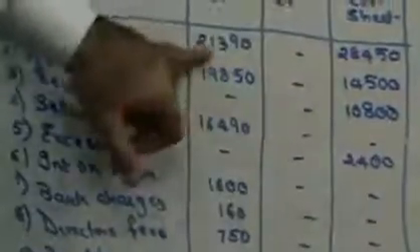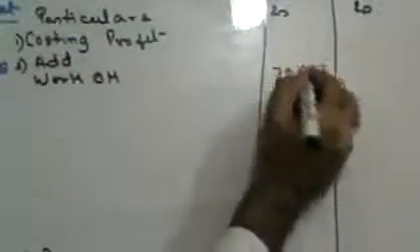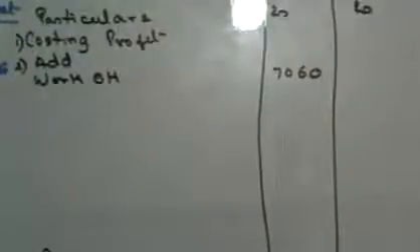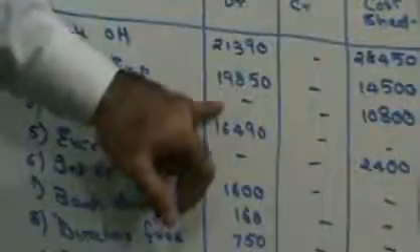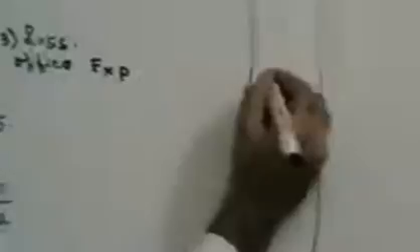Works overheads is 28,450 and this is 21,390. It is more in cost. More is more, less is less. Since it is more, you will record this in more column. Find out the difference. How much is the difference, guys? 7060. Similarly, office expenses is 14,500 in cost and 19,850 in P&L. So it is less. Less is going to be less. The difference is 5350.